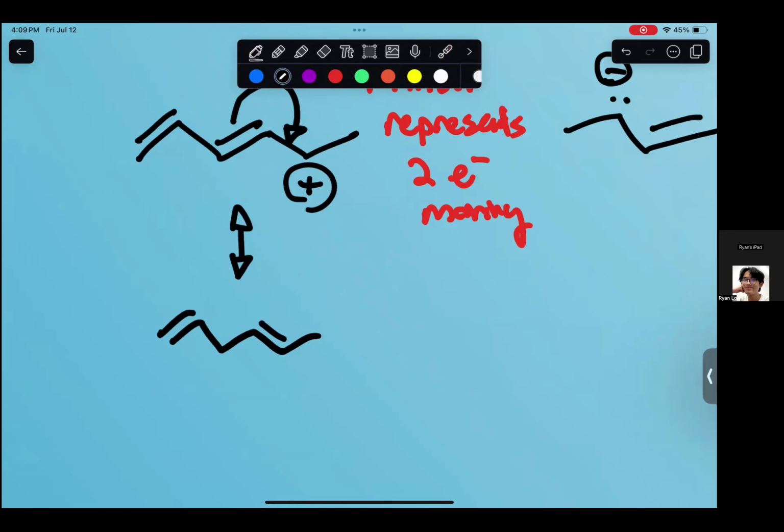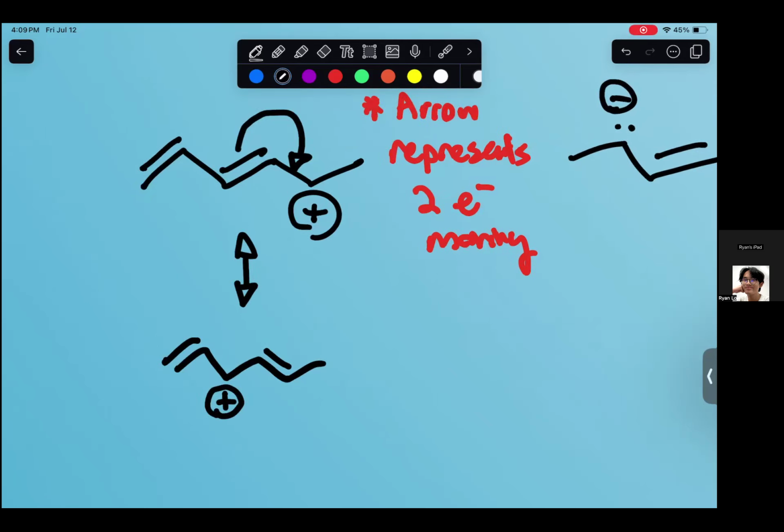Now, the important thing about resonance structures is that you have to make sure that you conserve any charges wherever you see them. And so we started off with a plus charge here. Did that plus charge disappear? Well, not really. It moved on to here. Let's take a second to analyze this, right?